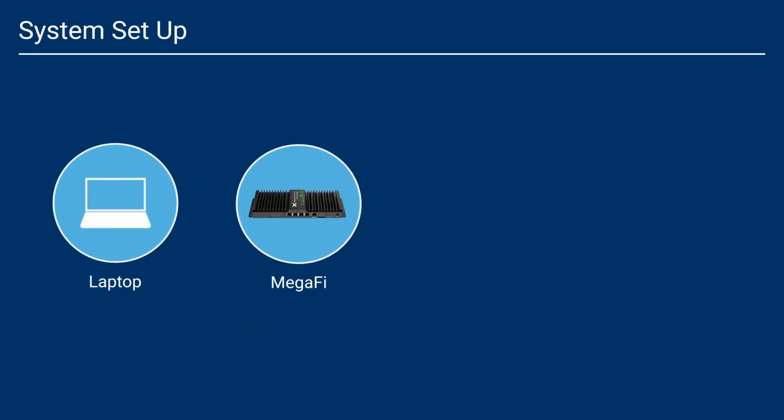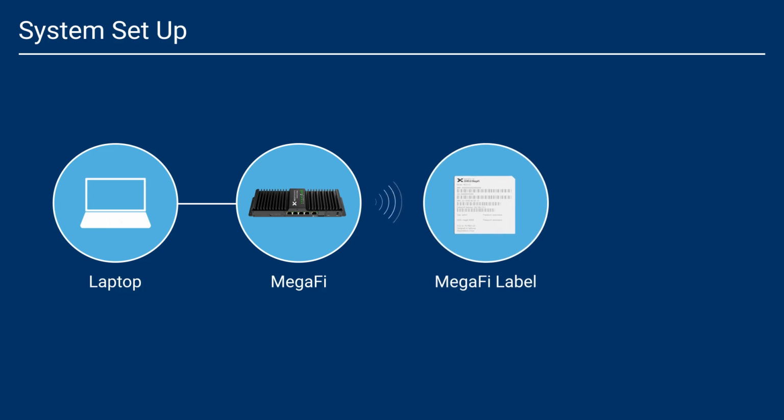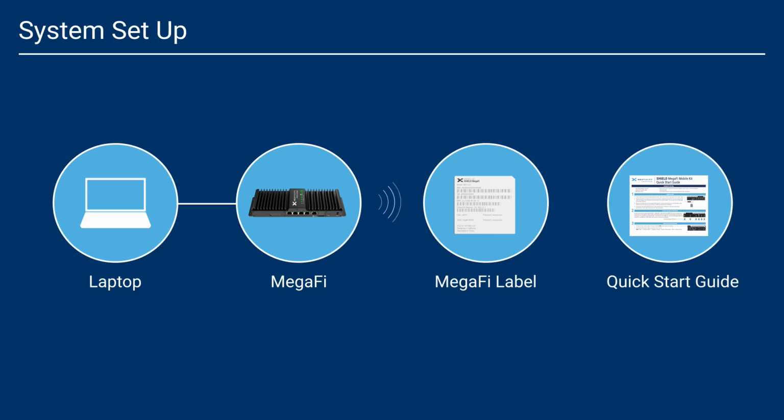You'll need your computer for the next steps. First, you need a laptop connected to your MegaFi. You can either use the Ethernet cable to plug into one of the LAN ports on the MegaFi or connect via Wi-Fi using the SSID and password on the MegaFi label. You'll also need the Quick Start Guide that came in the box. If you need a replacement, please visit the Nextivity website.